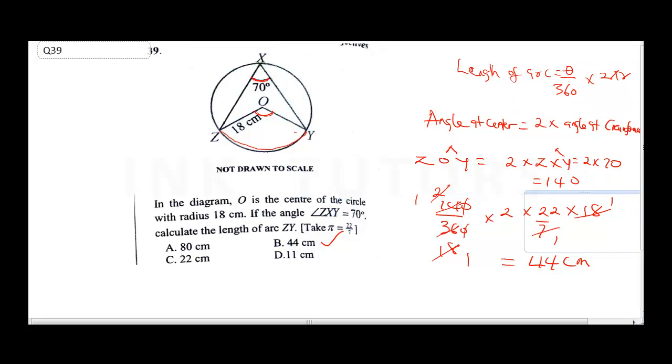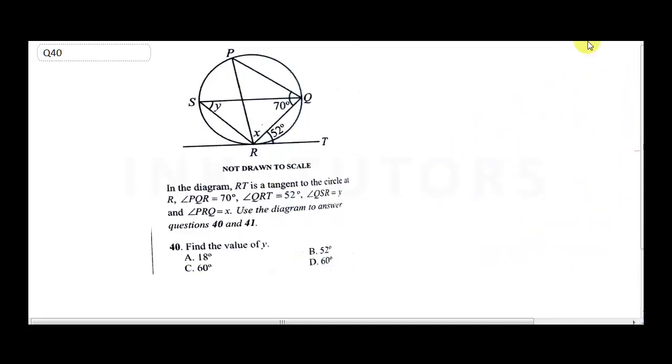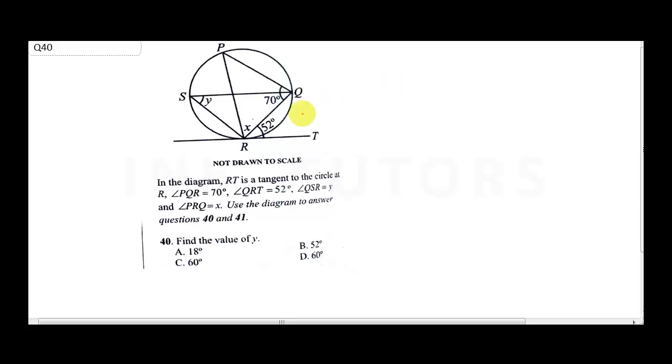Okay, so that will take us to the next question, which says, in the diagram, RT is a tangent to the circle at R. PQR is 70, QRT is 52, QSR is equal to Y, and PRQ is X. Use the diagram to answer questions 40 and 41. In solving this question, this is a very technical question, and you need to understand angle theorems, especially angles that have to do with tangents. Now, notice this line, it's a tangent. It's a straight line that is just touching the circle at the point.